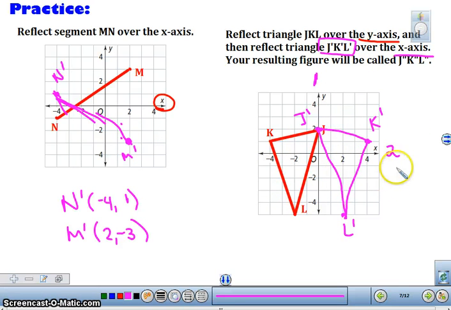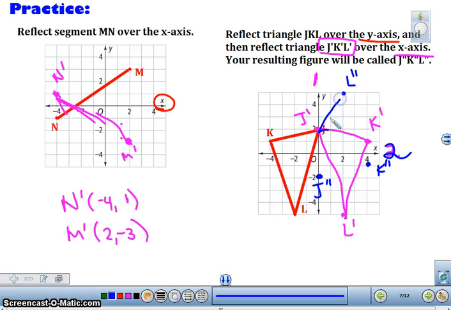But now it says we have to do the second one. So I'm going to do that second one in blue. I need to reflect it now over the x-axis. So where is J prime going to be? It's going to be down 2. It's going to be at this point. We're going to call it J double prime. K is going to be down 1 because we're reflecting it over. It's K double prime. And L goes up here, and it is L double prime.